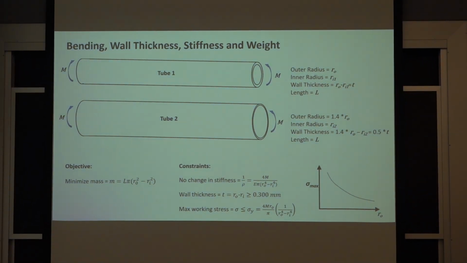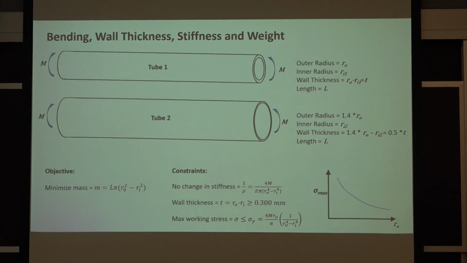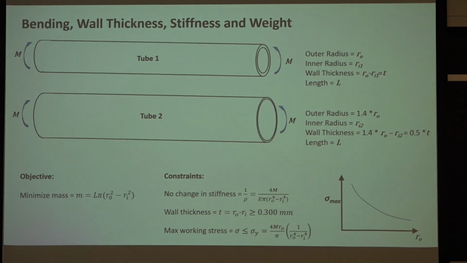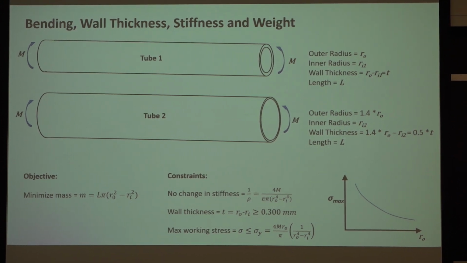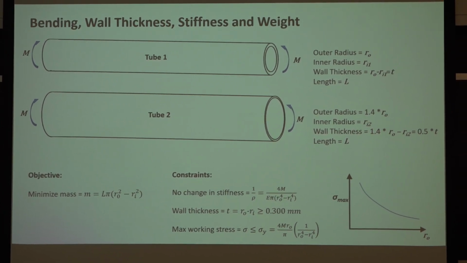The top tube has an outer radius of R0 and an inner radius of Ri1, and some wall thickness of T, and a length of L. The second tube has an outer radius that's 1.4 times that of the first one, but we've decreased the wall thickness by half. So we've taken the wall thickness from the one on top and cut it in half, and that's the wall thickness on tube number 2.